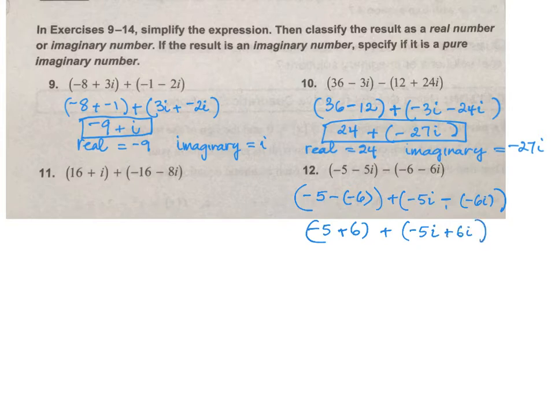Now combine the real parts together. -5 plus 6 is just 1, plus -5i plus 6i is just 1i. So the final answer is the complex number 1 plus i, and the real part is 1, and the imaginary part is just i.